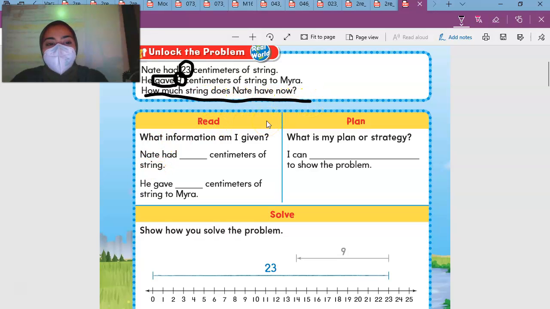So let's see, what information did they give me? How many centimeters of string does Nate have? 23. How much did he give? 9. So what am I going to do to solve? Subtract.